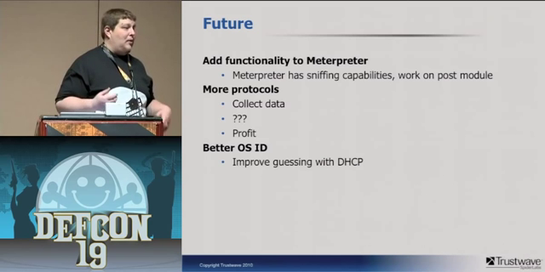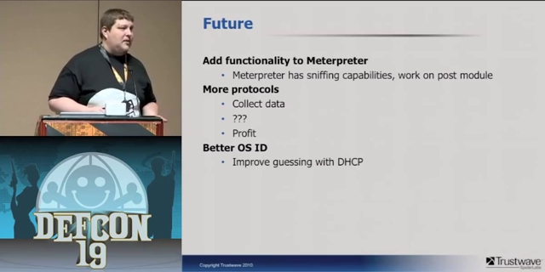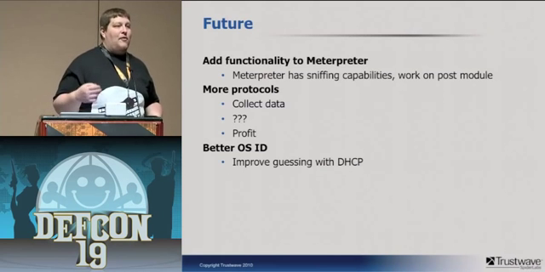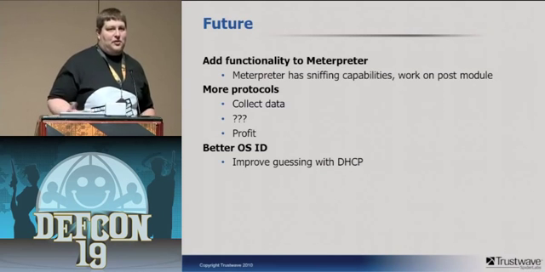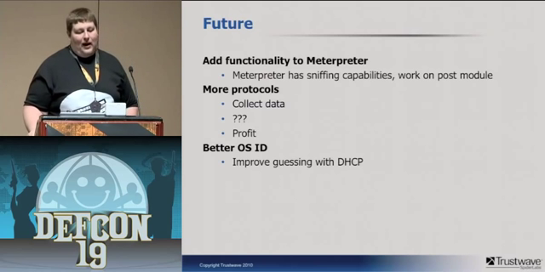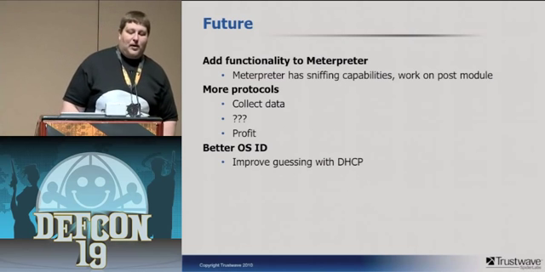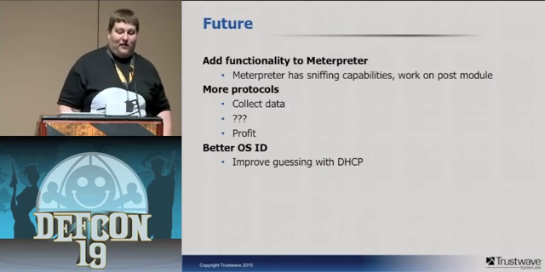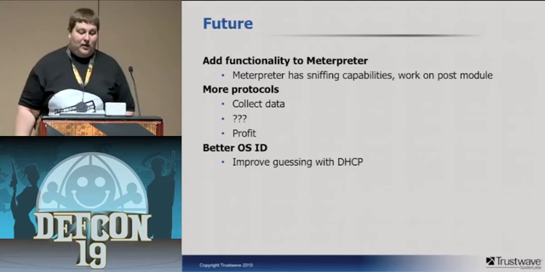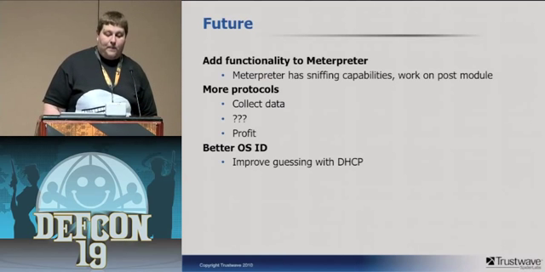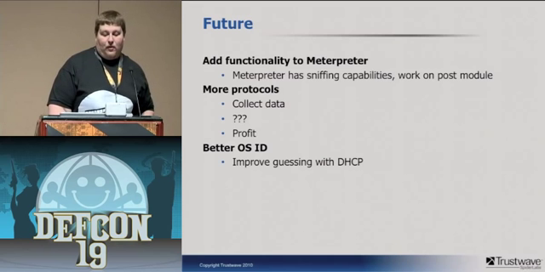So as you attack a new box, get a new shell, this may be something that you can look at to gather information on new segments as you start progressing and pivoting through a network. And again, also more protocols, because collect data and profit, and I still haven't quite figured in all the question marks, but I'm sure we can figure that out. And then again, the better OS identification.